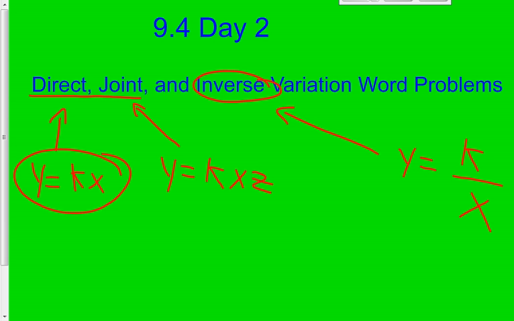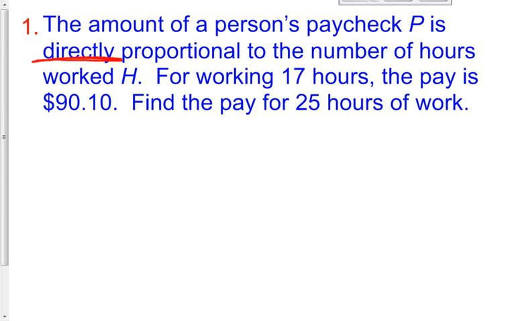So instead of using y's and x's, let's use the variables that they give us. The amount of a person's paycheck P is, meaning equals, directly proportional, so that means that our k is going to be multiplied by our other variable. Everything is in the numerator. Directly proportional to the number of hours worked H. So it's saying the more hours you work, the more pay you get. The fewer hours you work, the less pay you get. They have the same direction.